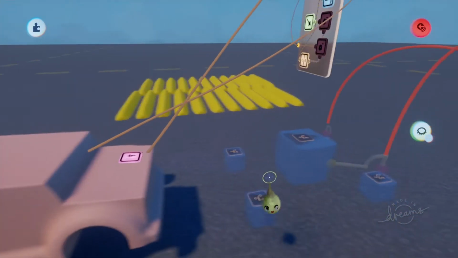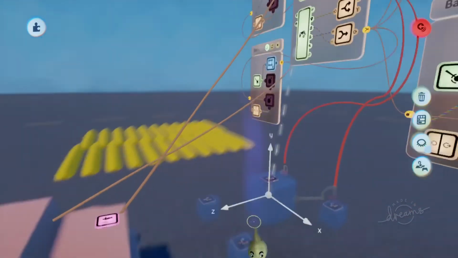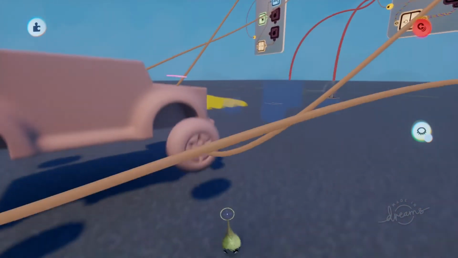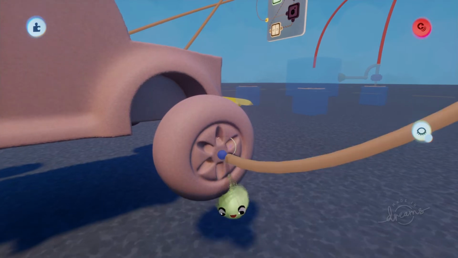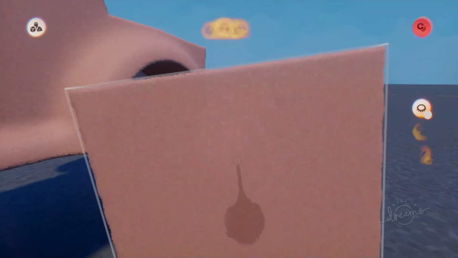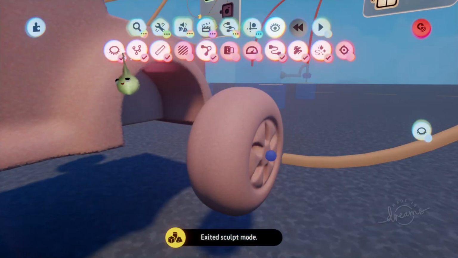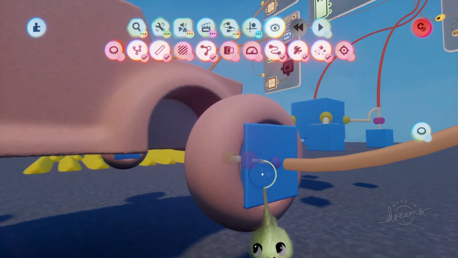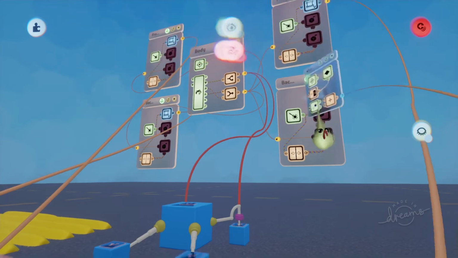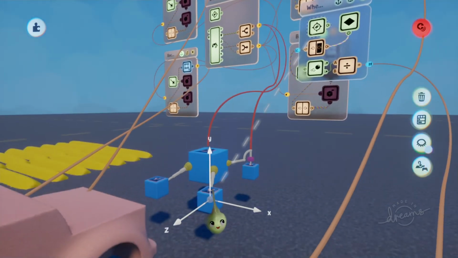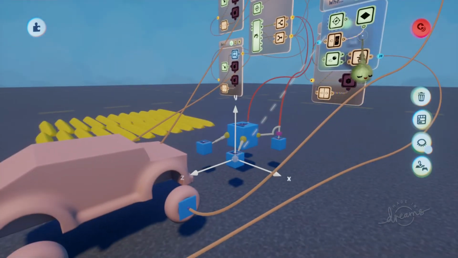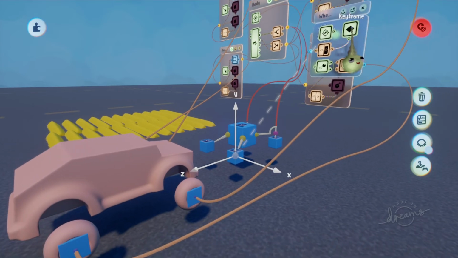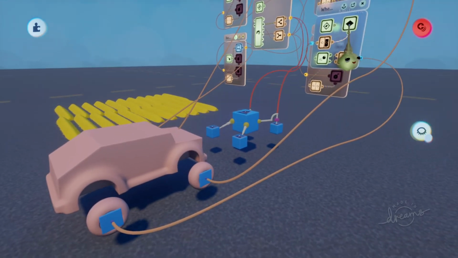All the body is doing is teleporting to this, and all the wheels are doing is teleporting to each one of these. And we also have a keyframe, which is the suspension.